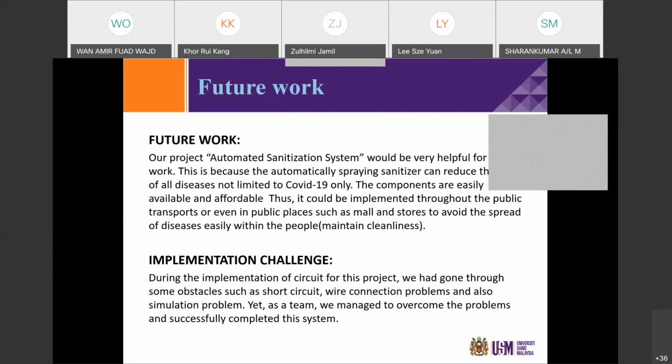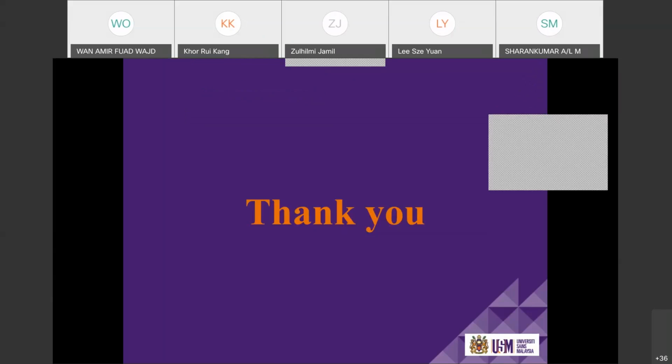For the challenges during the implementation of this project, we went through some obstacles such as wire connection problems, short circuits, and simulation problems. But as a team, we managed to overcome all these problems and successfully simulate the system. So we also successfully completed our mini project. That's all from us.